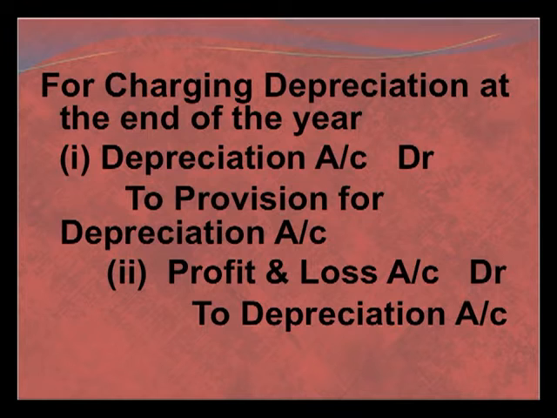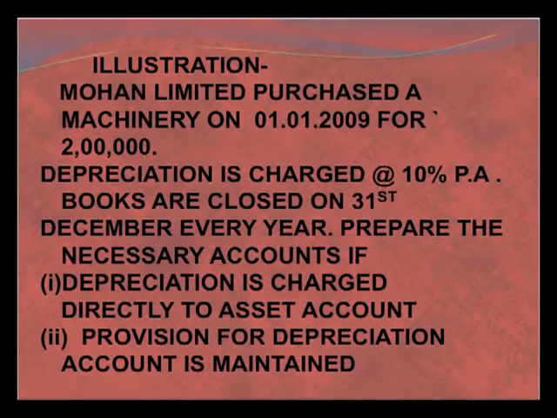We will understand this with the help of a beautiful example. Let us see that. Mohan Limited purchased machinery on 1st January 2009 for rupees 2 lakh. Depreciation is charged at the rate of 10% per annum and the books are closed on 31st December every year. You are asked to prepare the necessary accounts if depreciation is charged directly to asset account, and then in the second case, if provision for depreciation account is maintained. We can see it with the help of the following solution.